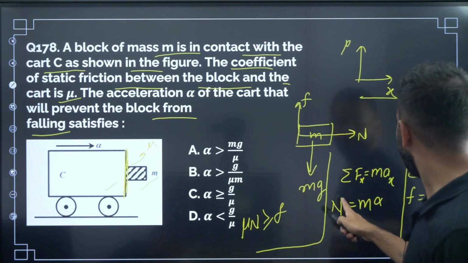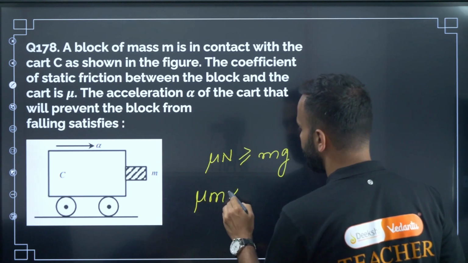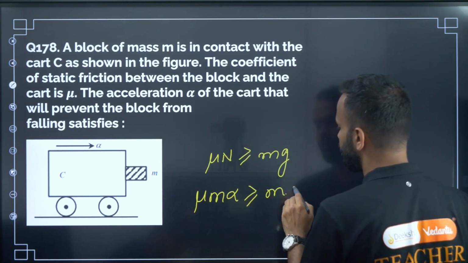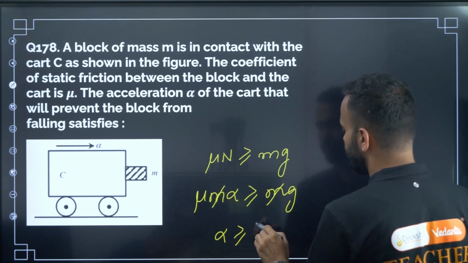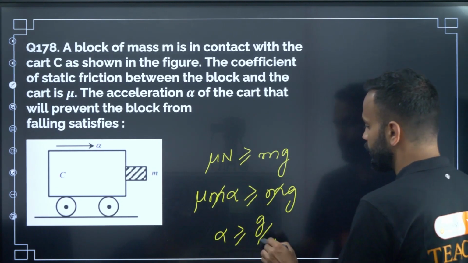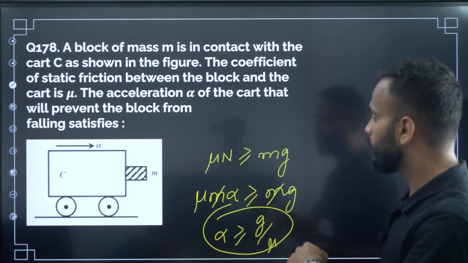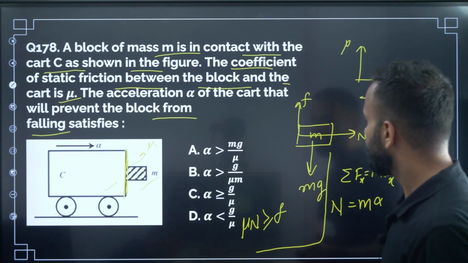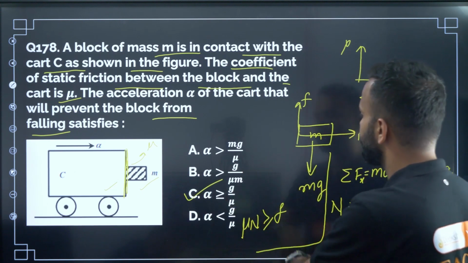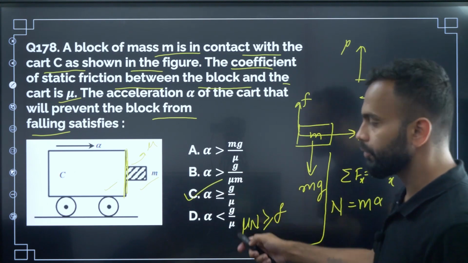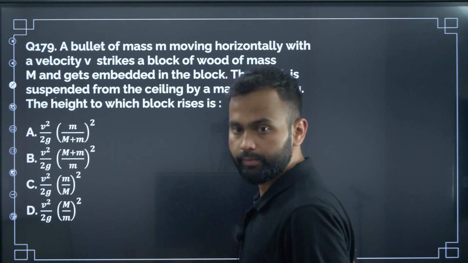So n equals m alpha. Now I can write mu into m into alpha, which is greater than or equal to m into g. M will get cancelled, so alpha is greater than or equal to g divided by mu. This is the condition for the block not to fall. So the correct option is C, alpha is greater than or equal to g by mu. Understood? So next question.